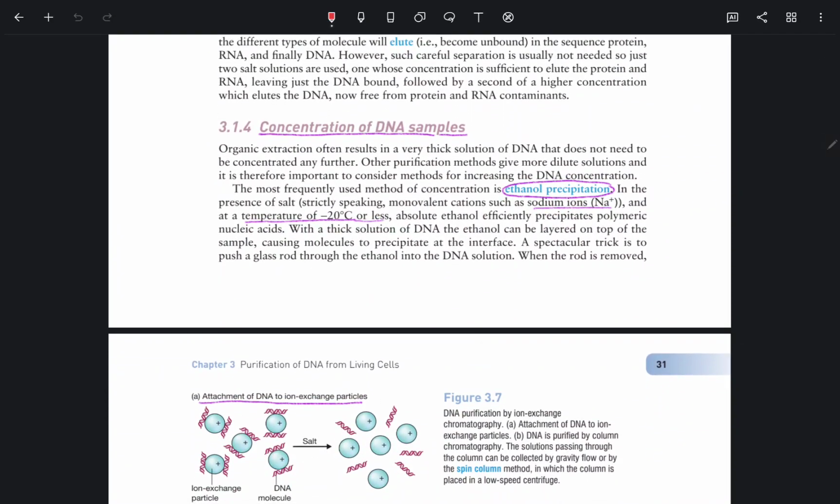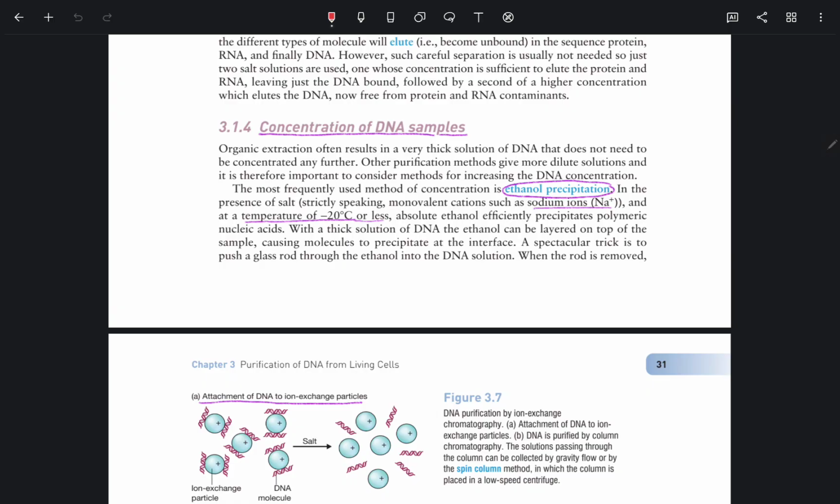Concentration of DNA samples. Organic extraction results in a very thick solution of DNA that does not need to be concentrated any further. Other purification methods give a more dilute solution, and it is therefore important to consider methods for increasing the DNA concentration. The most frequently used method of concentration is ethanol precipitation in the presence of salt and at a temperature of minus 20 degrees Celsius or less.